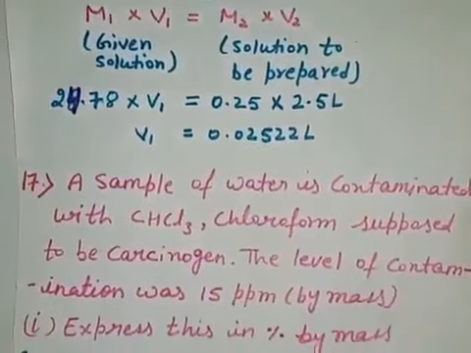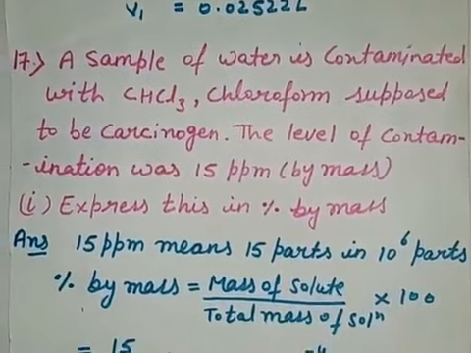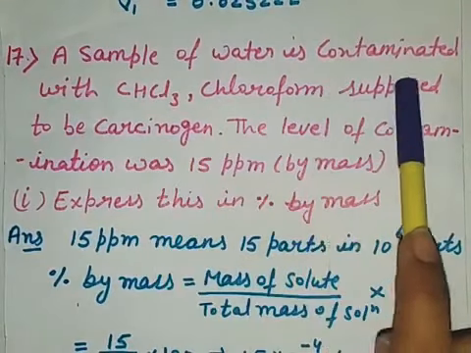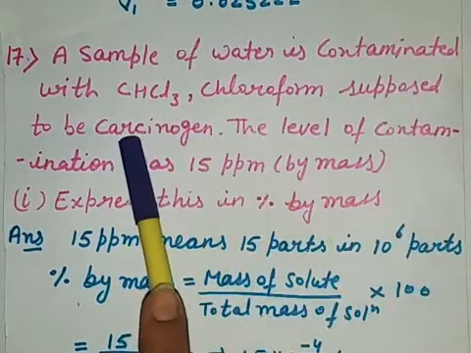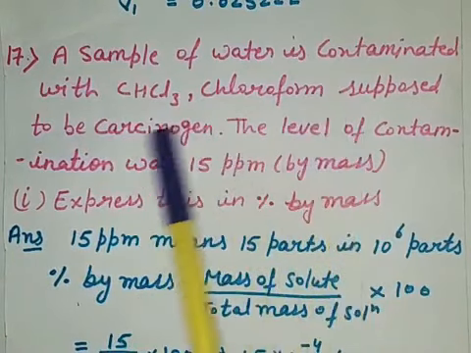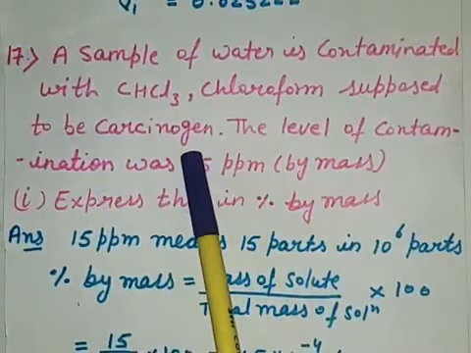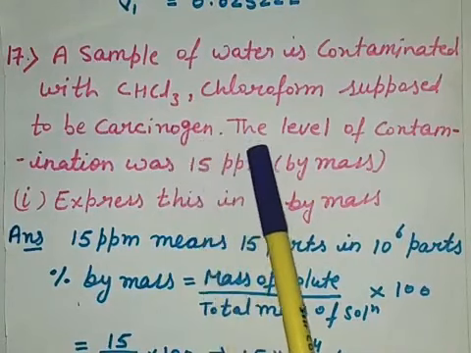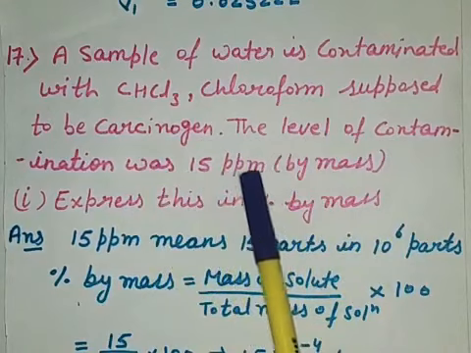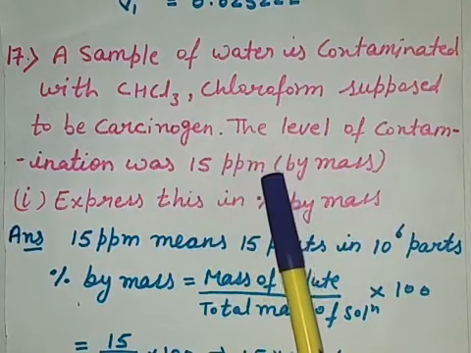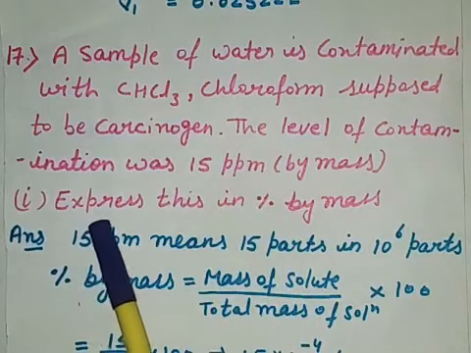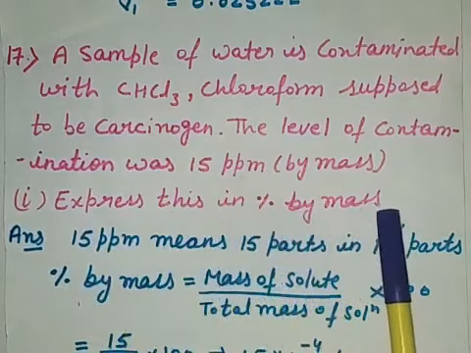Now we will move to question number 17. In question number 17, a sample of water is contaminated with chloroform, that is CHCl3, supposed to be a carcinogen. Carcinogen means which causes cancer. Now the level of contamination was 15 ppm. 15 ppm means parts per million. The question is, you have to express this in percent by mass.